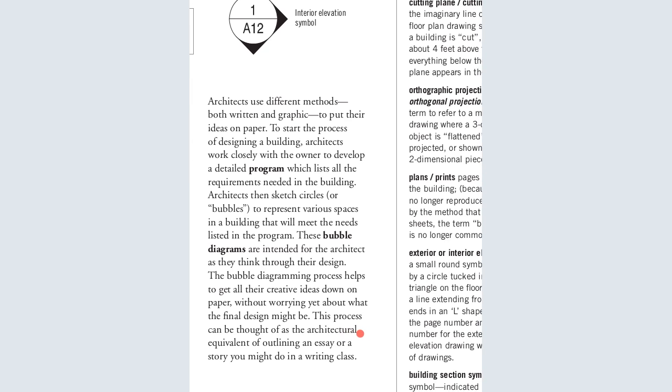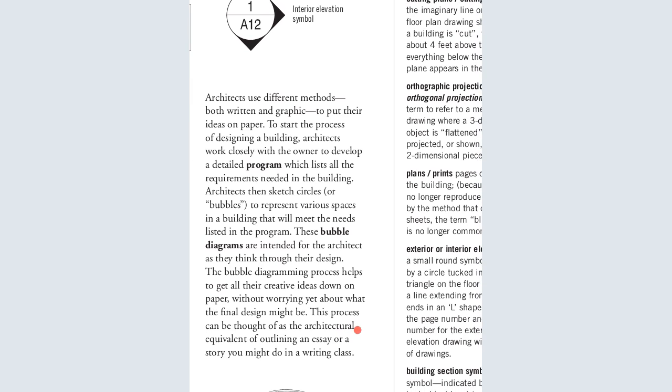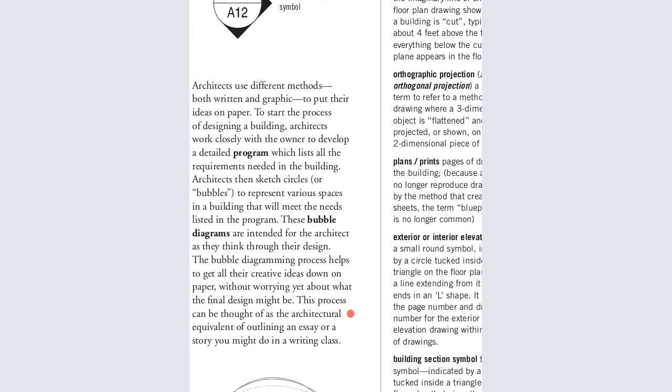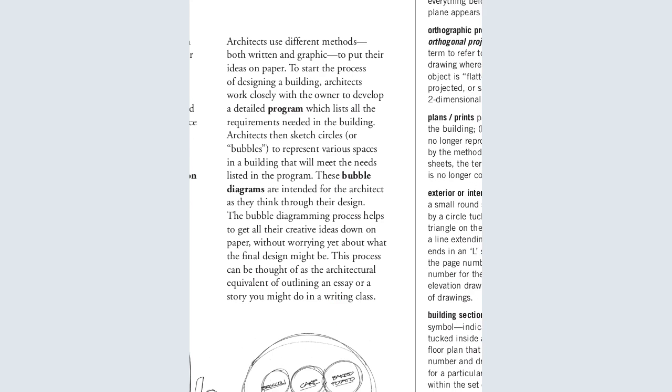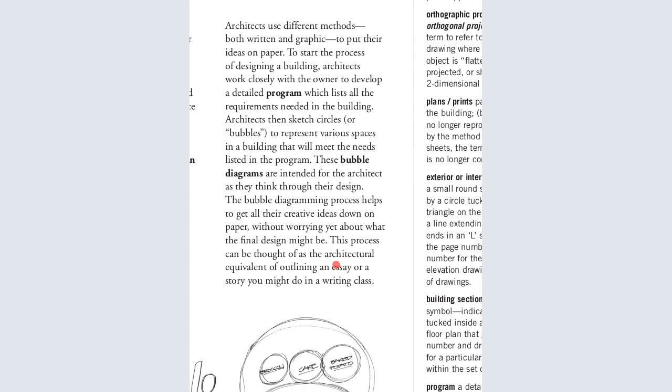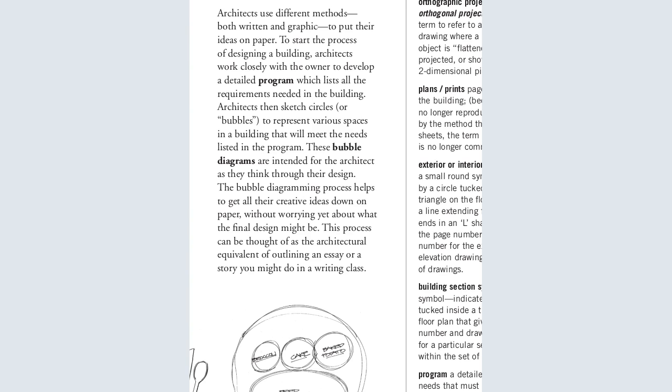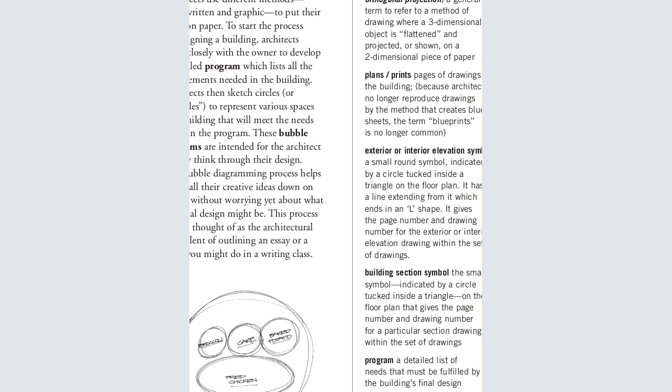So architects use different methods, both written and graphic, to put their ideas on paper. To start the process of designing a building, architects work closely with the owner to develop a detailed program, which lists all the requirements needed in the building. Architects then sketch circles and bubbles to represent various shapes or buildings that will meet the needs listed in the program. These bar diagrams are intended for the architect as they think through their design.